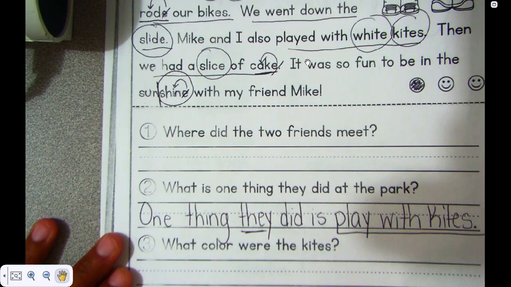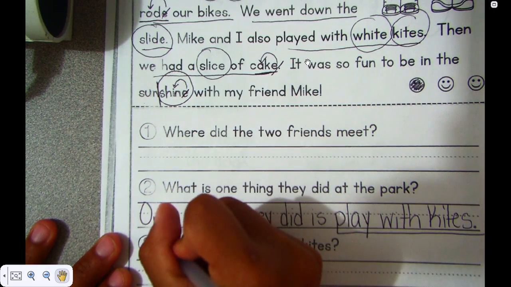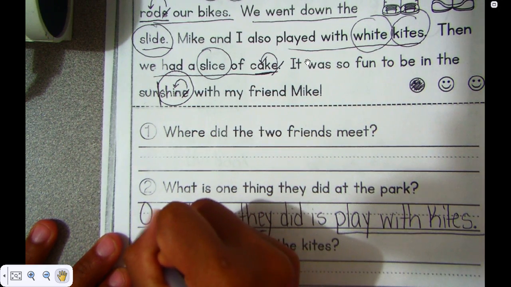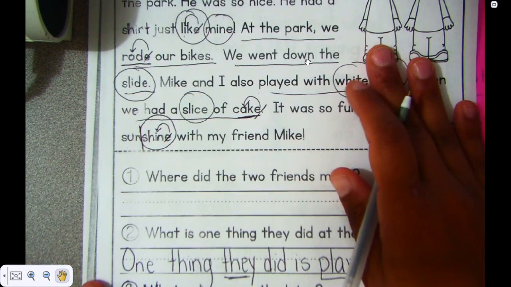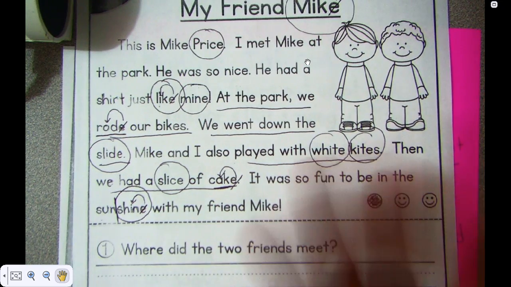So when you do your questions for 2 and 3, please make sure that you are doing them in complete sentences. Go back to the text to find the answers, and I'll have a nice clean copy on Dojo.